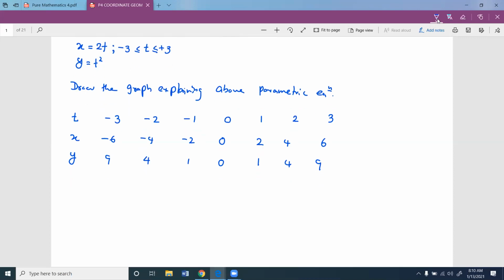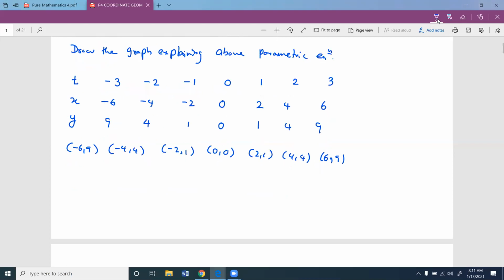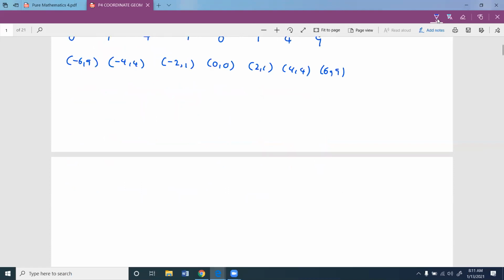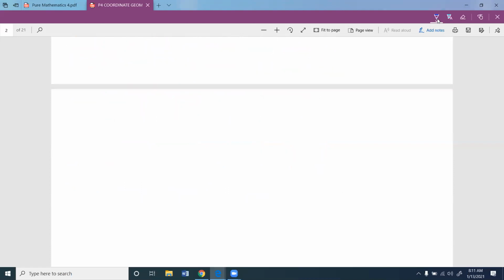Now it turns into coordinates. The coordinates become (-6, 9), (-4, 4), (-2, 1), (0, 0), (2, 1), (4, 4), and (6, 9). That's how it comes, right? Then we will just plot this. Make a plot column there, then we can draw a diagram over here, just like this.